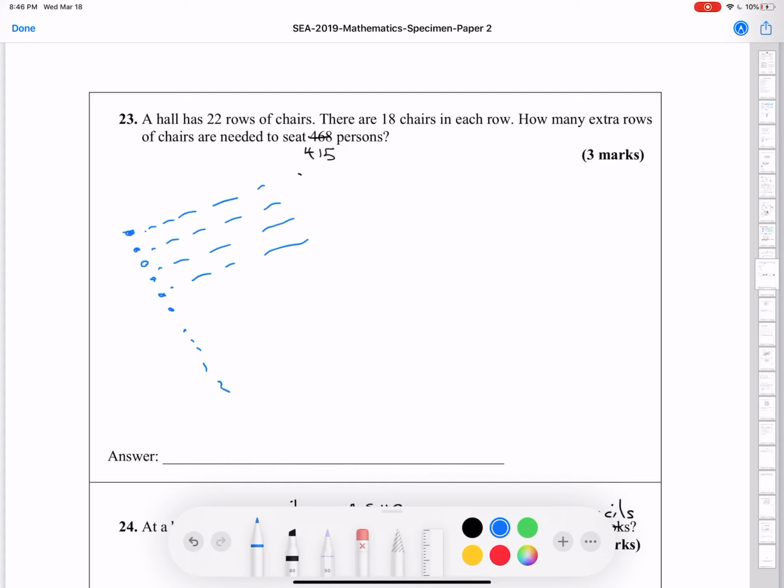How do we find out the number of chairs in total? We multiply. 22 times 18. Remember, you can multiply by the 1 or the 8 first, it doesn't matter. Alright? 2 ones are 2. Because I've chosen to multiply by the 1 first, my answer must go under or be in line with the 1. 2 ones are 2.